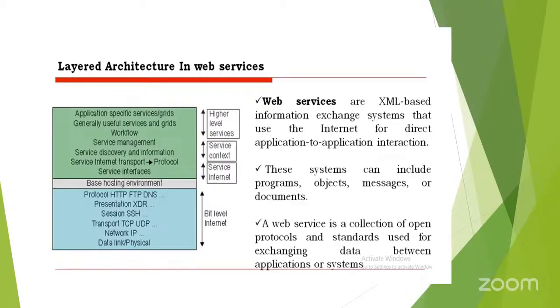Web services provide a service to the user for exchanging information between applications, between systems, or between websites, right? So higher level information can be provided on this. And later, service context. In the service context, service management, service discovery, and information service internet protocols are used. Whatever services are provided in web services can be categorized in these three types, layer by layer.